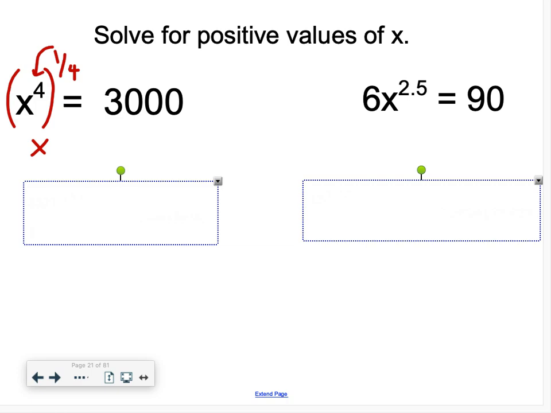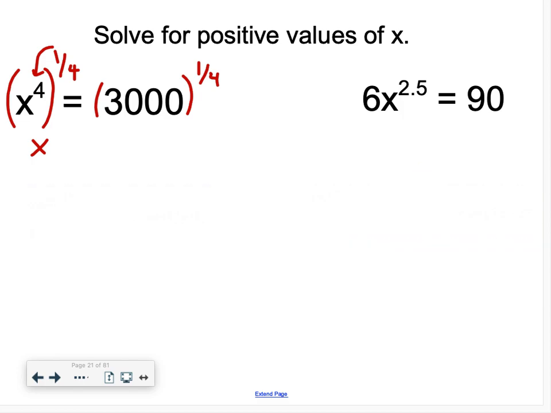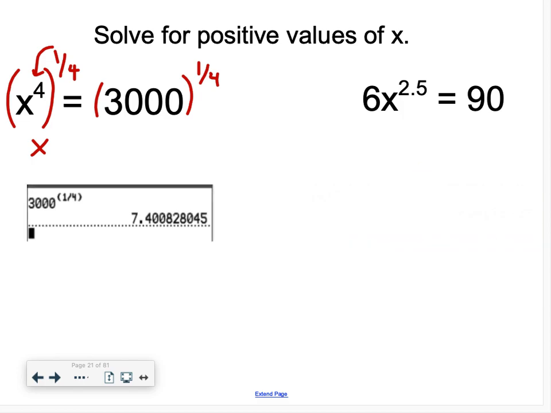But of course I have to balance the other side. So now I'm going to take the 3,000 to the 1/4 power as well. And this is definitely a calculator question. I do not expect that you would know what 3,000 to the 1/4 is off the top of your head. So now I would pull up my calculator and type in, and it doesn't matter if you have an 84 or an 89 or whatever model, 3,000 raised to the 1/4 and you will get 7.401. I'll tell you where to round, right? But there is your answer. So they're not too bad.